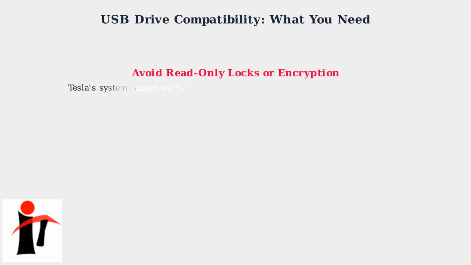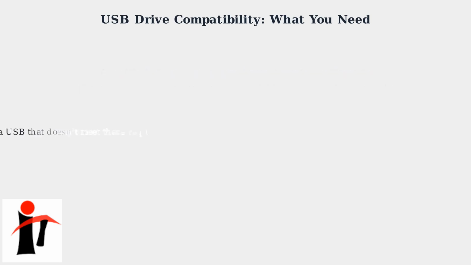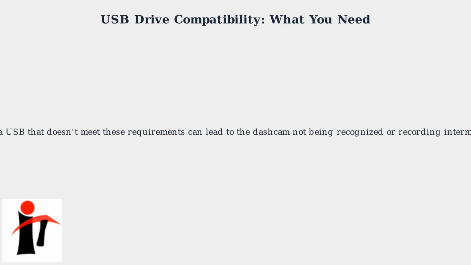It's crucial to avoid drives with read-only locks or encryption, as Tesla's system won't be able to write footage to them. Use a high-quality USB drive from a reputable brand for best results. Brands like SanDisk, Samsung, and Lexar are reliable choices. Using a USB that doesn't meet these requirements can lead to the dashcam not being recognized or recording intermittently.